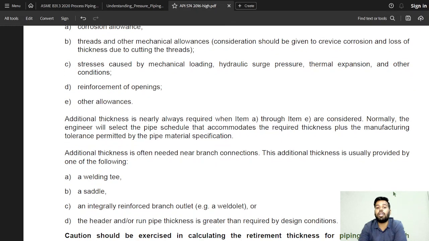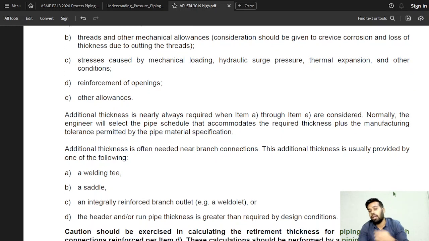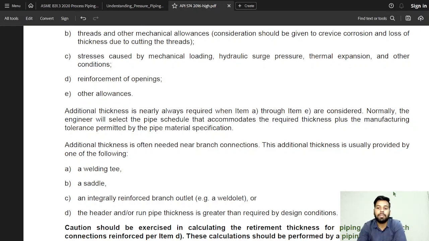Additional thickness is nearly always required when items A through E are considered. That means some amount of extra thickness is required when the pipe is in original construction. So if the minimum thickness required is 20, we can try to make a pipe that is greater than 20, so whatever unexpected metal loss happens in the future, our pipe would still be in service because that metal loss would not go beyond the minimum required thickness.